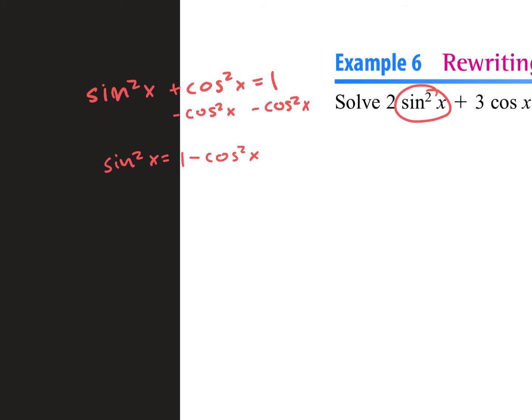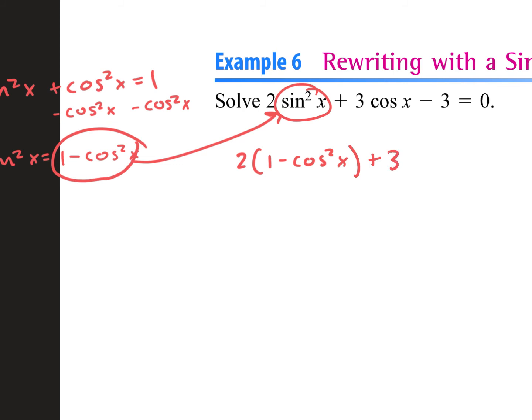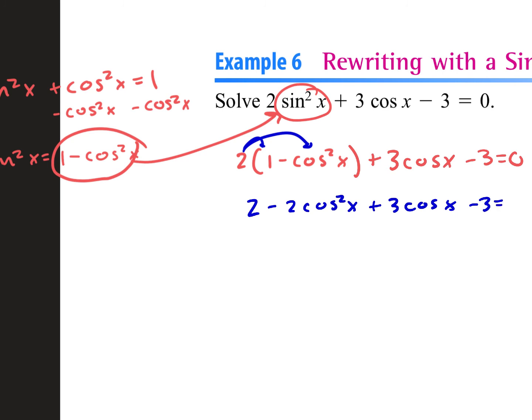So sine squared is 1 minus cosine squared. So I'm going to take this 1 minus cosine squared and plug it in to that sine squared spot. So I have 2 times 1 minus cosine squared plus 3 cosine minus 3 is equal to 0. We want to distribute. So I have to distribute that 2. So this is 2 minus 2 cosine squared x plus 3 cosine x minus 3 is equal to 0.